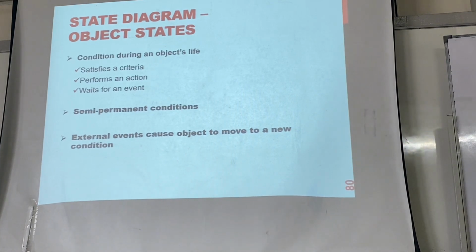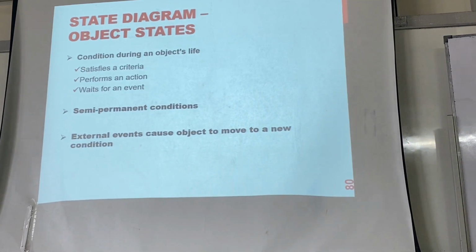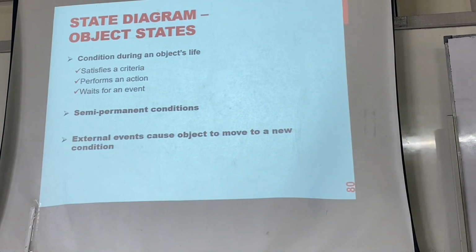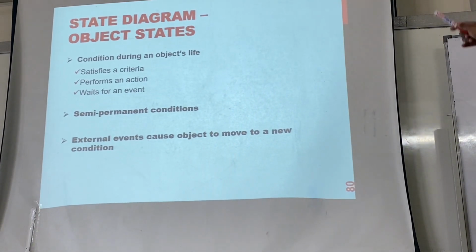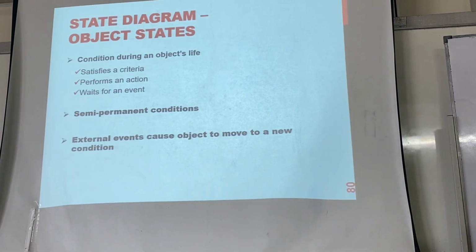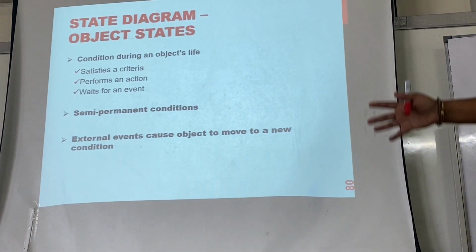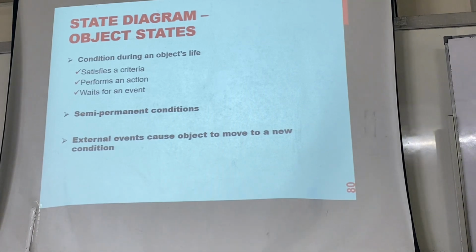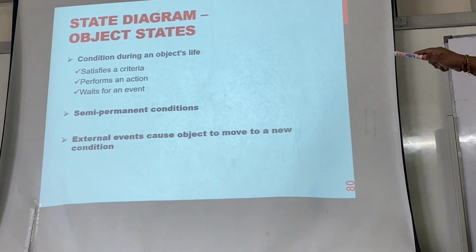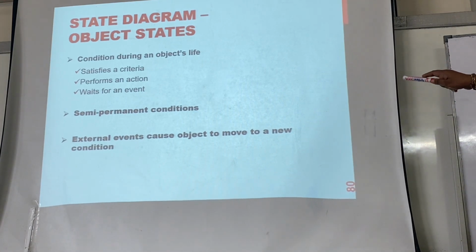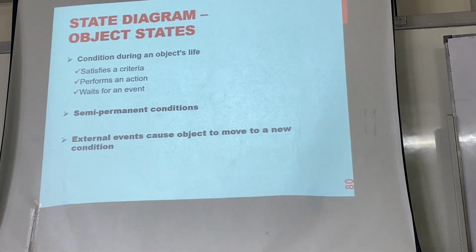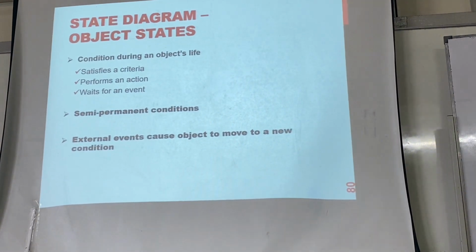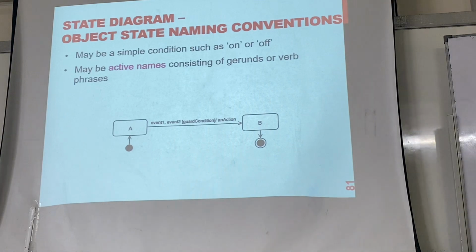So, conditions during an object's life: it can satisfy a criteria, perform an action, or wait for an event. These are the conditions that make a state change from one state to another. An object's state can change due to semi-permanent conditions and external events. Sometimes external reactions or external events can also make one state change to another. Without wasting time, let's go to an example which will make you understand better.